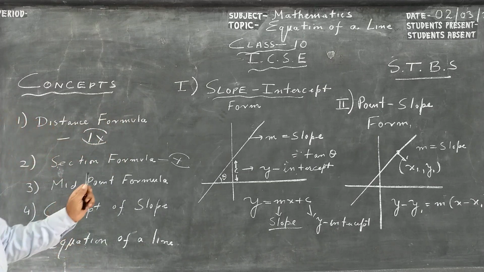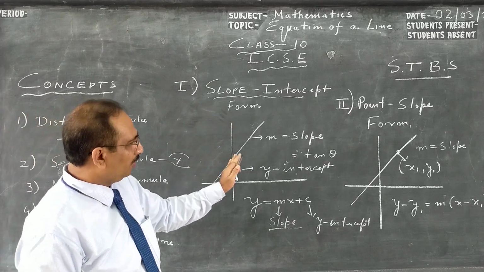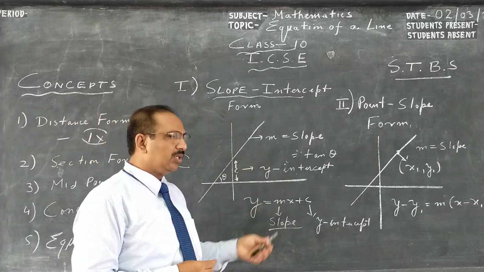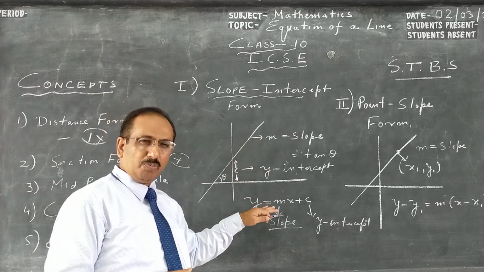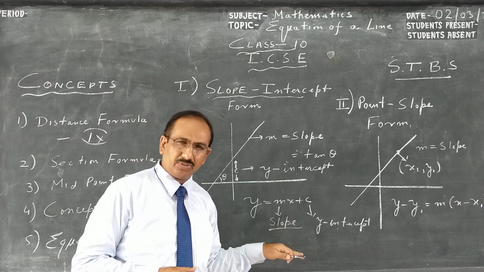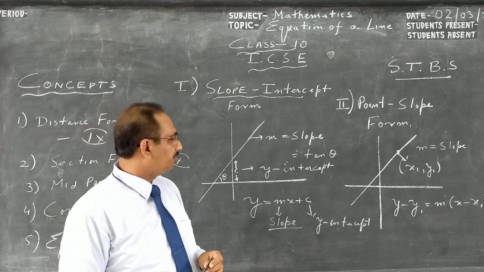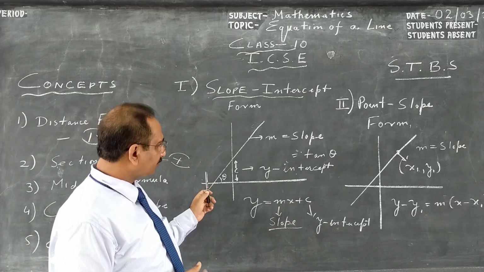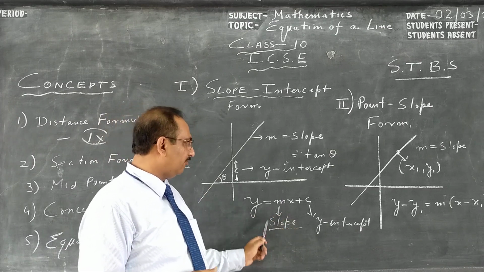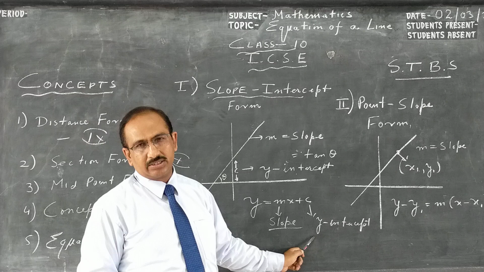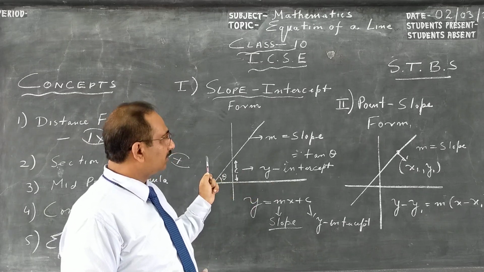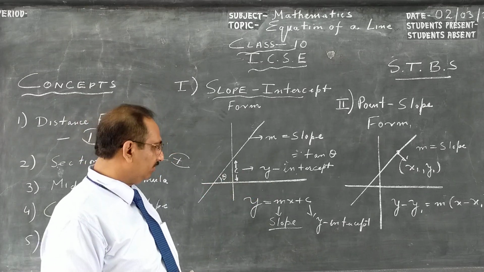Once more, the first one is called slope intercept form. How it comes, you can see the proof, or later on I can make a video. I'm not going to the proof part of it. It's a very nice proof, like distance formula and section formula. So y is mx plus c, where m is the slope of the line and c is the y-intercept. It is one of the first equations of a line, but very important, as we will see.